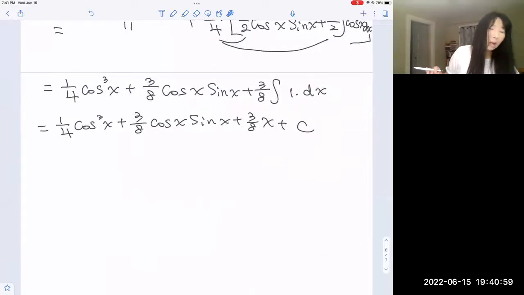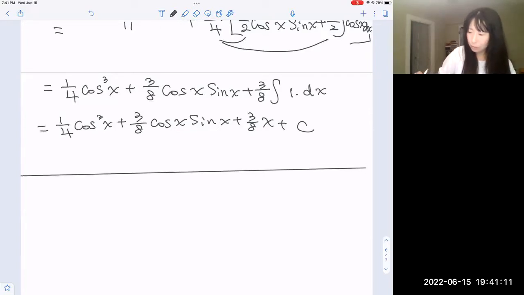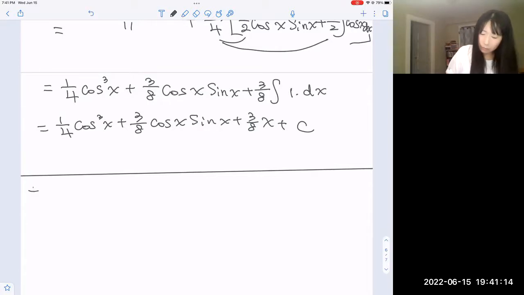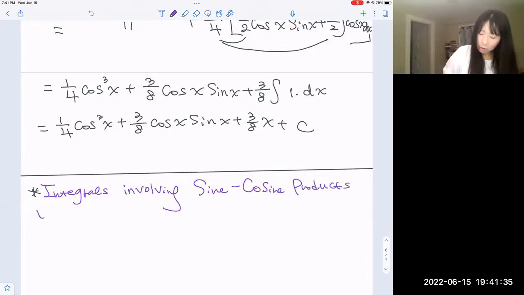All right. One last one for sine and cosine. What if we have a different angle? Integrals involving sine, cosine products with different angles.